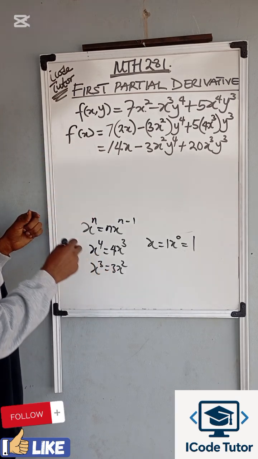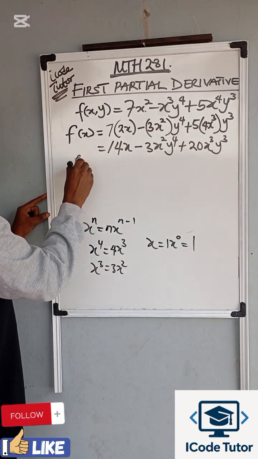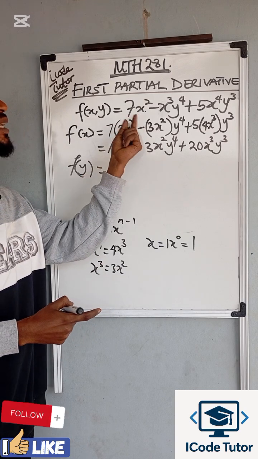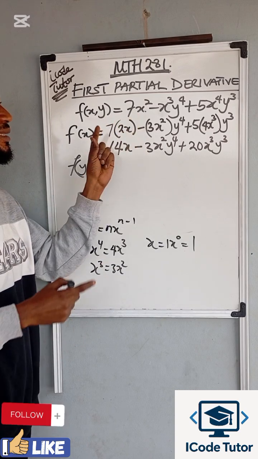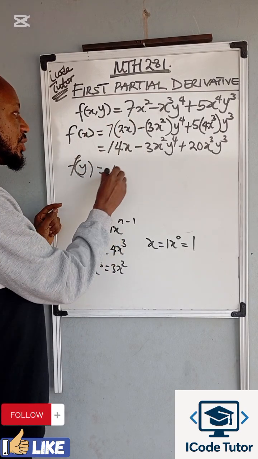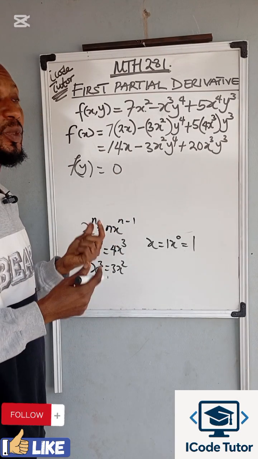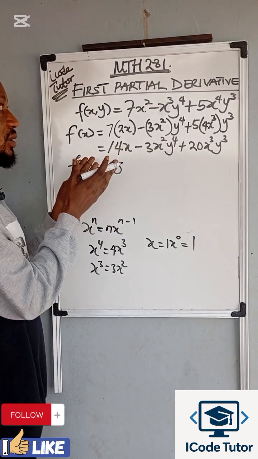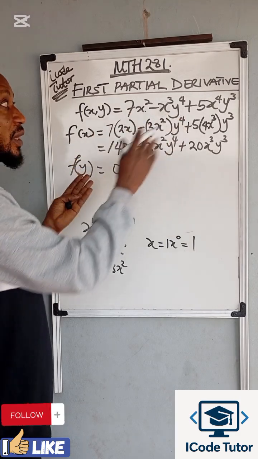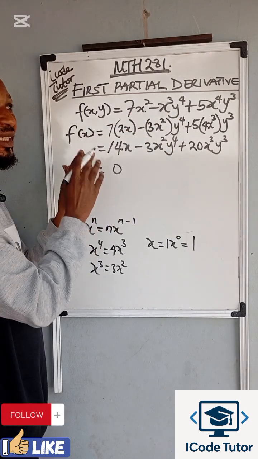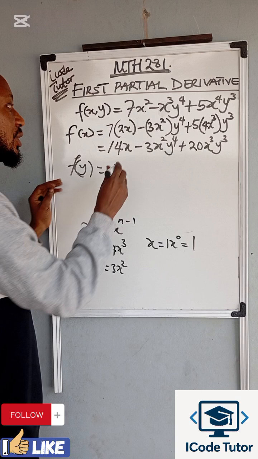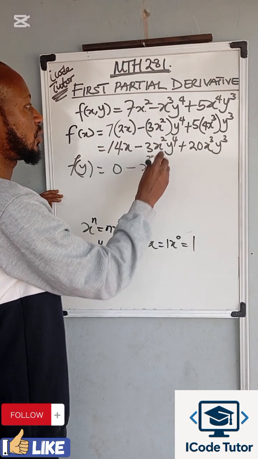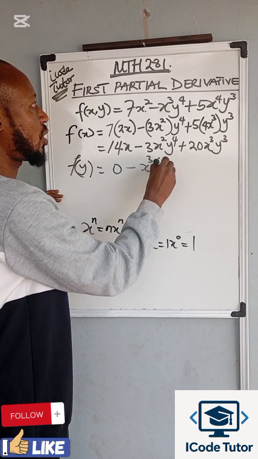Now, let's look at the function of y. Fy equals, now if you look at this, we have 7x squared. That means 7x squared will be 0. Why is it 0? Because there is no y variable with it, so it will be treated as a constant. That means this one will be 0, minus x cubed into 4y cubed.